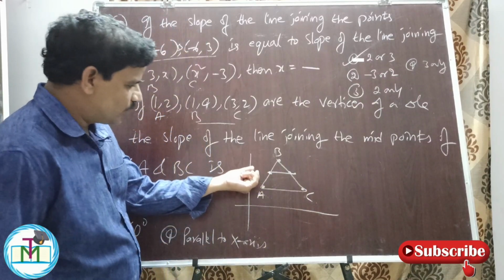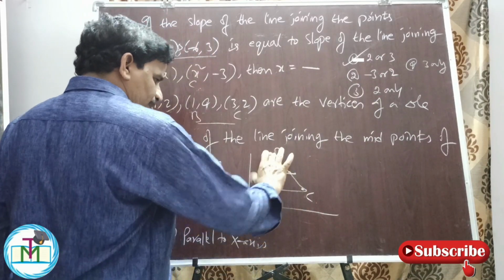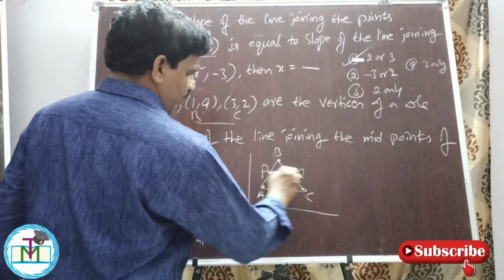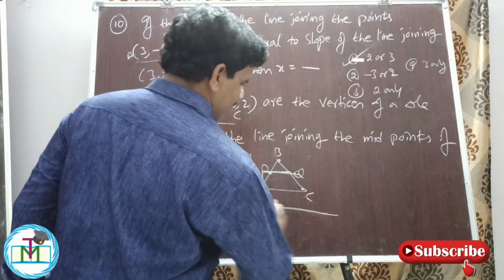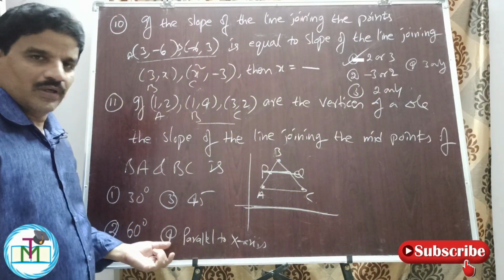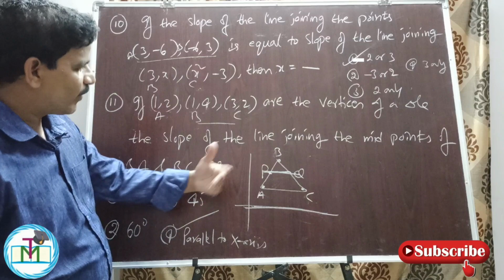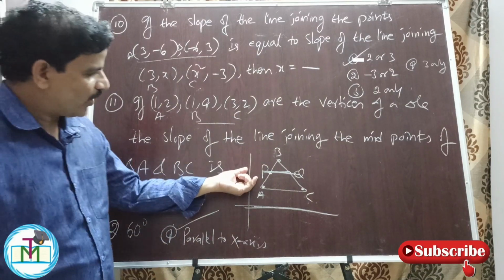The slope of the line joining the midpoints of AB, which is P, and BC, which is Q. PQ is parallel to the x-axis. So the answer is parallel to x-axis, or else we can calculate the midpoints and slopes.